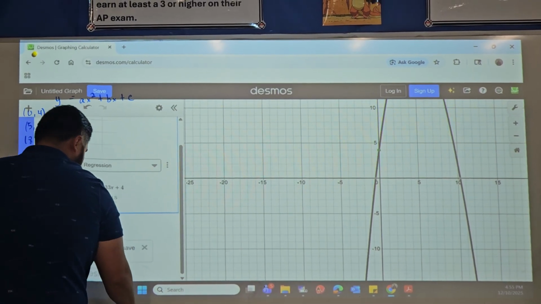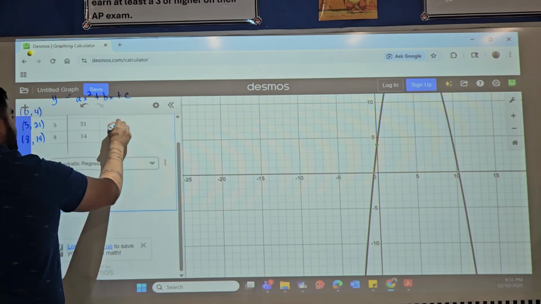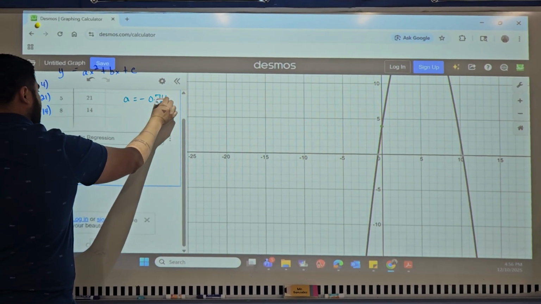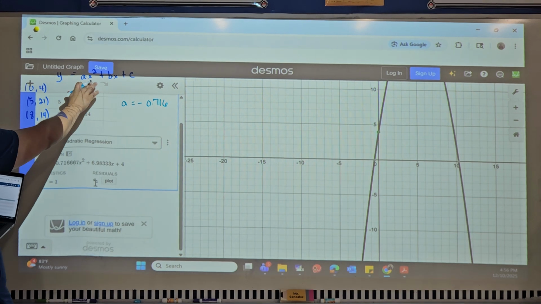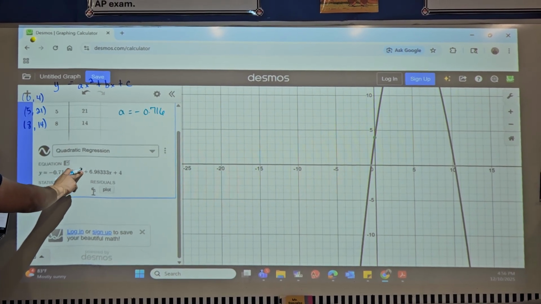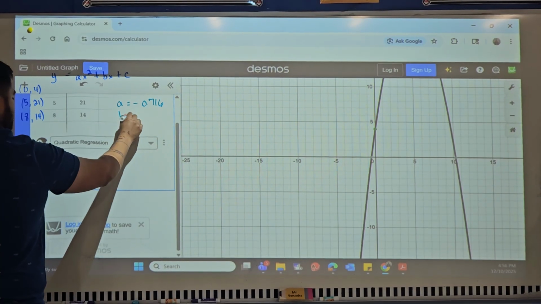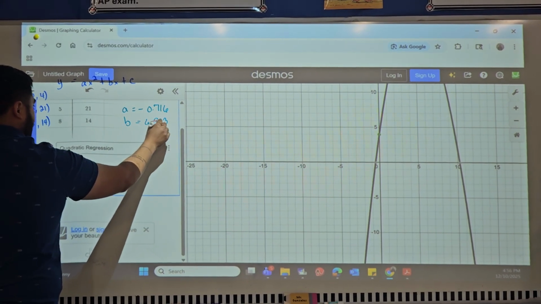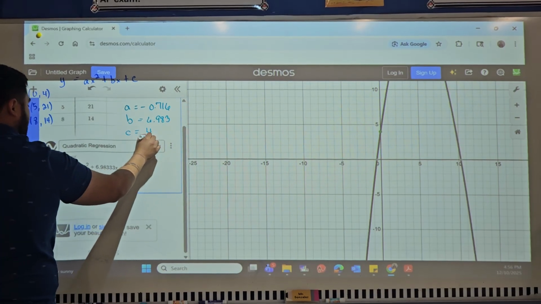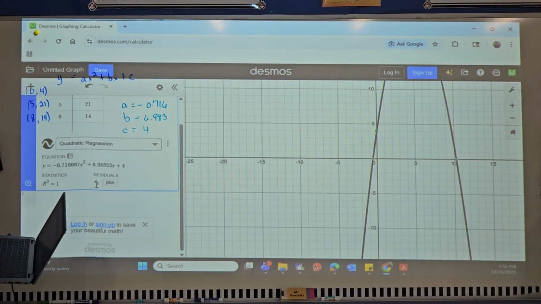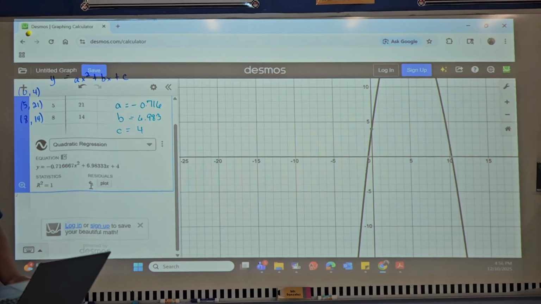So now, if I may, A has a value of negative 0.716. And again, A is the one with the x squared. Negative 0.716, blah, blah, blah, x squared. B has a value of 6.983. And C has a value of, I believe it's 4. And you get another point. So now you have 2 points in this FRQ.